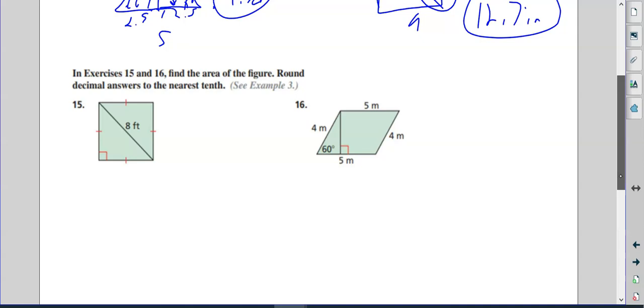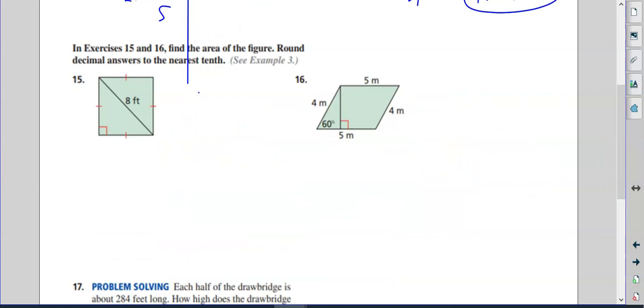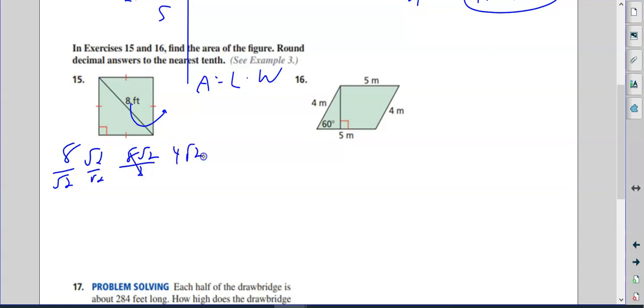All right, 15, 16. Find the area. Remember, area of a rectangle is length times width. But we don't have that. We have the diagonal. So remember, how do we get from here to here? We divide by radical 2. So we have to rationalize. That gives me 8 radical 2 over 2. That simplifies to 4 radical 2. So each of the legs is 4 radical 2.